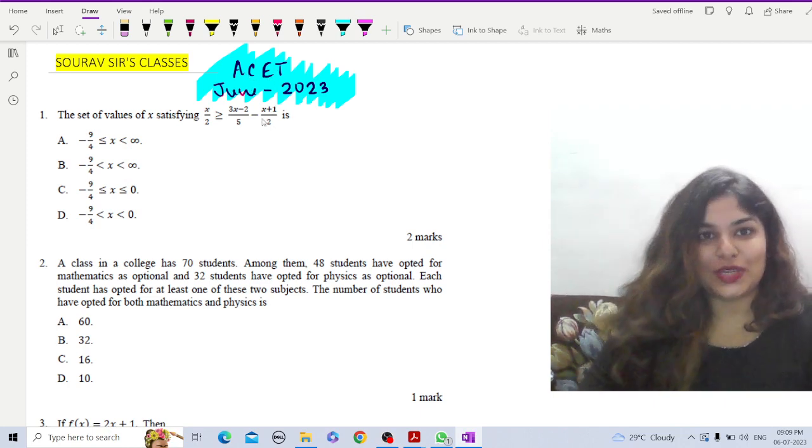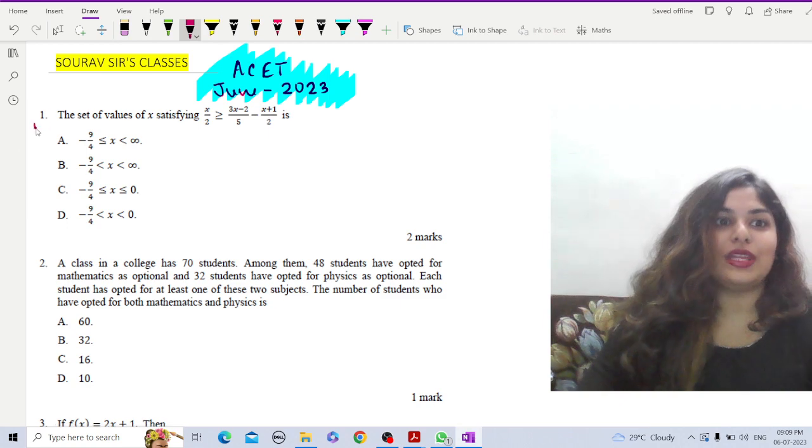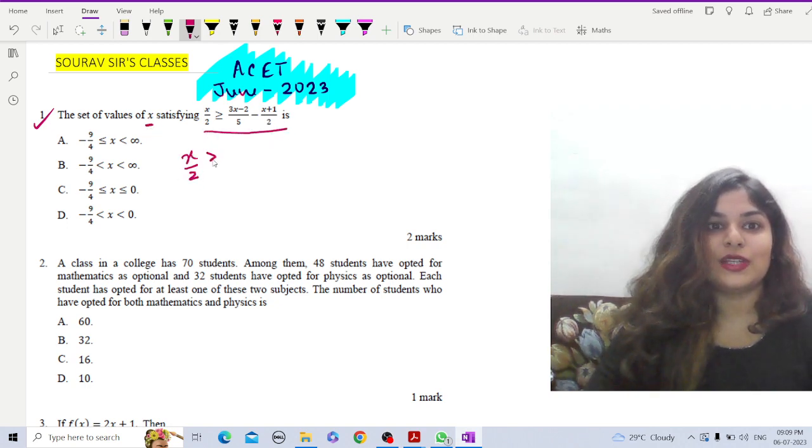We are going to solve the question paper of ACET June 2023. So here is question number 1 in front of you. We have to find the set of values of x which satisfies the given condition. Let us write it down: x by 2 is greater than or equal to (3x minus 2) by 5 minus (x plus 1) by 2.